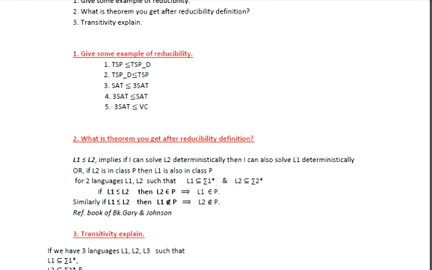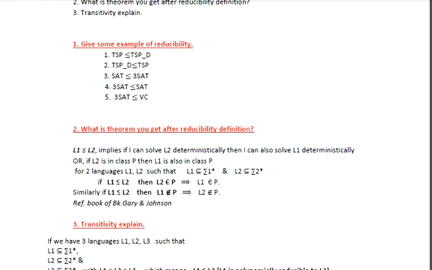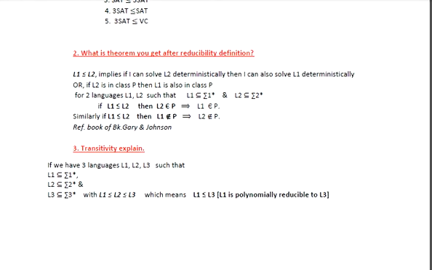Now let's see what theorem we get after the reducibility definition. There is a theorem: for two languages L1 and L2, if L1 is polynomially reducible to L2, and I can solve L2 on a deterministic Turing machine in polynomial time, then I can also solve L1 in polynomial time by a deterministic Turing machine. In that case, we can say that if L2 is in class P, then L1 is also in class P.